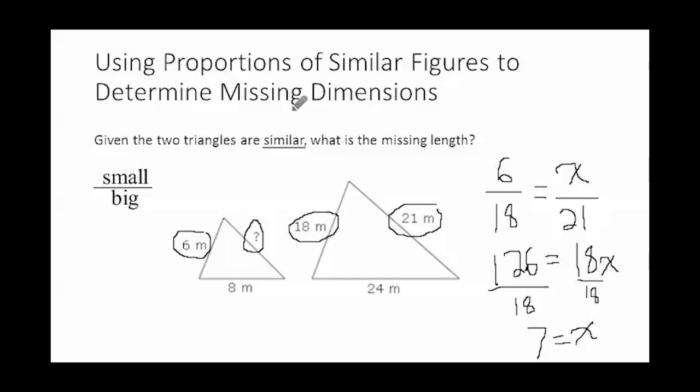Looking at this problem, you can also notice if I start going from my small to the big one, that there is a ratio between all the sides. 6 times 3 gives me 18. 8 times 3 gives me 24. So to follow that same process, 7, which we now know, times 3 gives me 21. So sometimes you can identify the ratios, but if you can't, setting up the proportions equal to one another, cross multiplying and solving will always help you get that missing dimension on your similar figures.